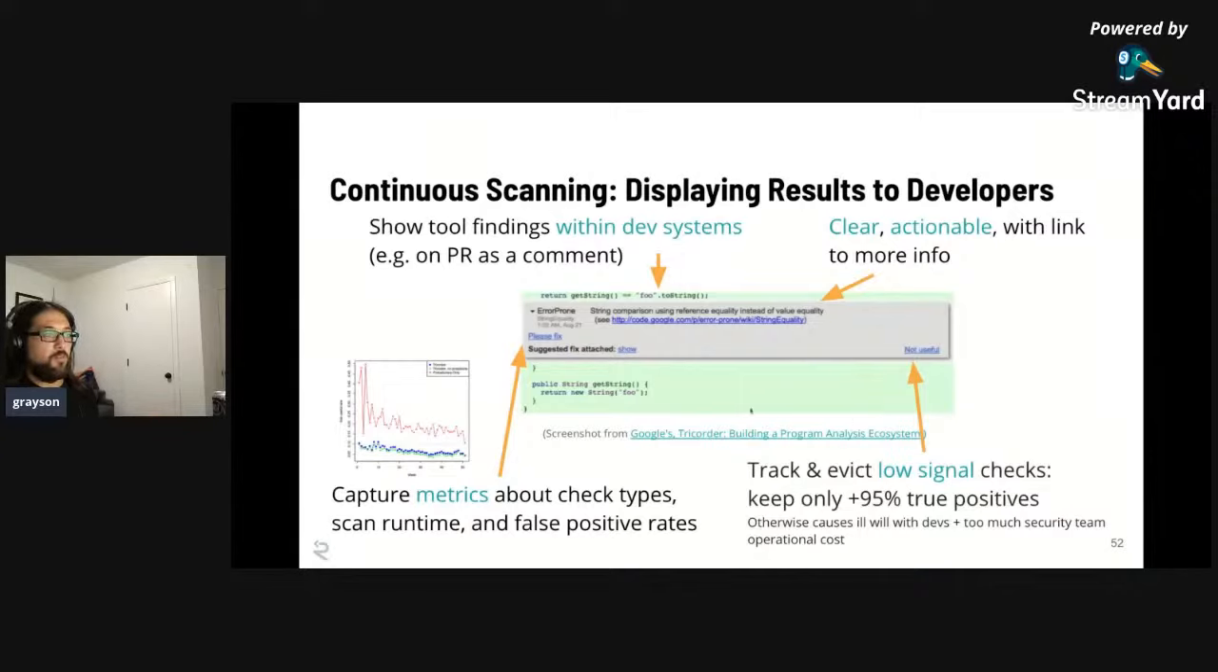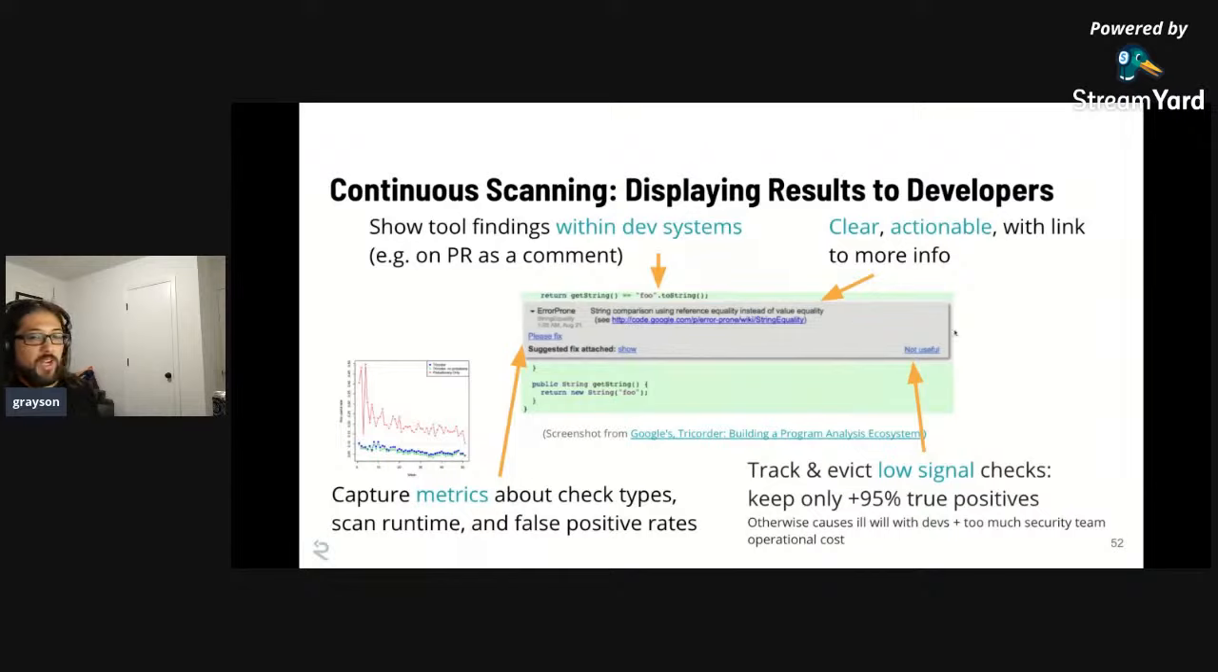And so this is the screenshot, if I can take a chance to explain, which I realize I didn't do at the beginning and I should have, is a screenshot from Google's paper on Tricorder. Tricorder is their big program analysis ecosystem. And so this is a code review comment that got made on a line of code. It explains what the issue is.